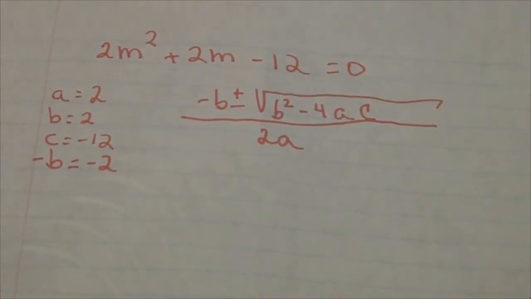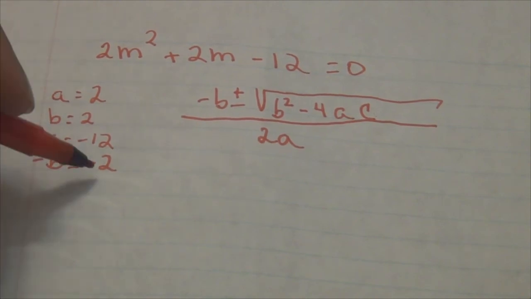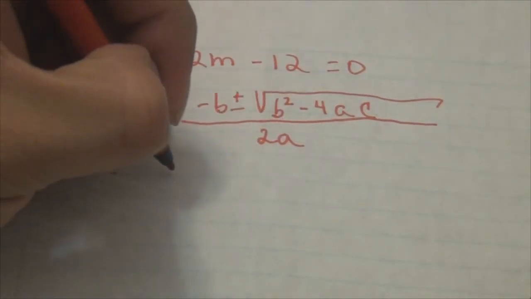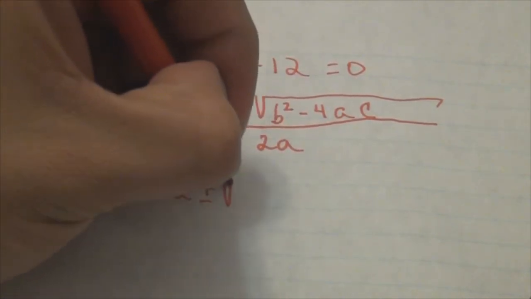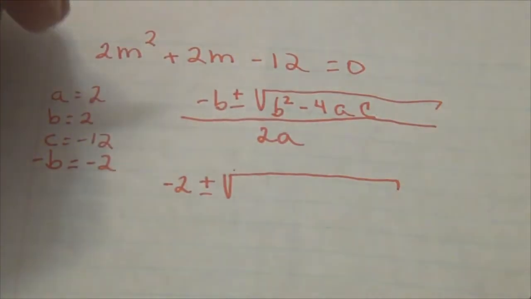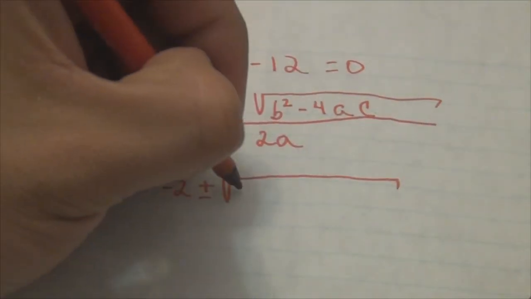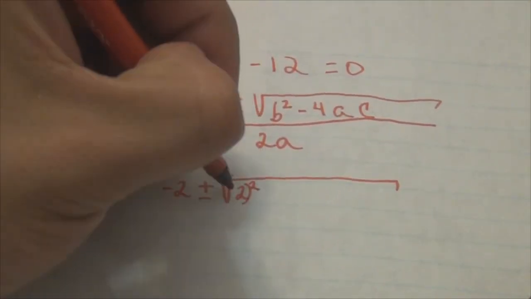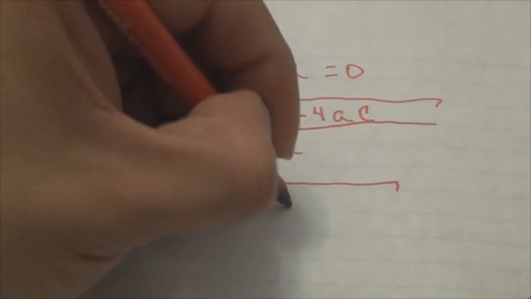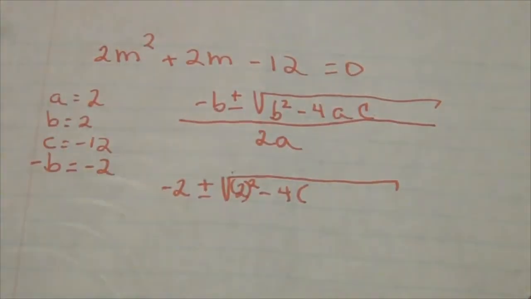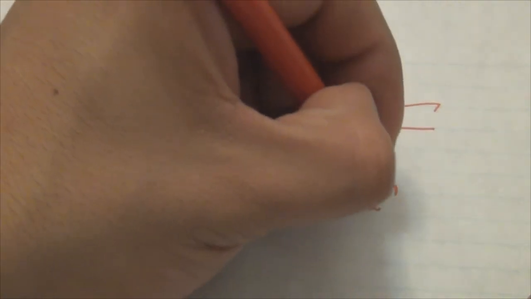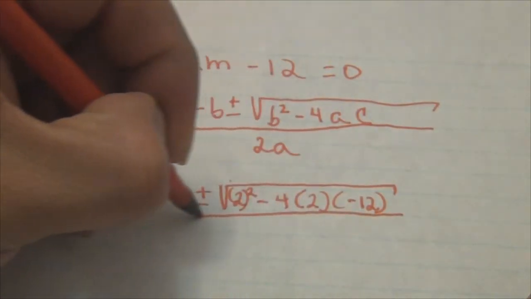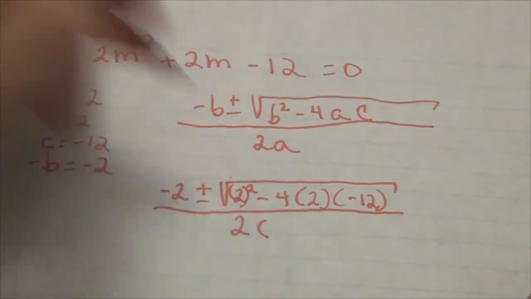Okay, let's start. Negative B, negative 2. So that will be negative 2 plus or minus the square root of B squared. So that's 2 squared minus 4 times A, which is 2, times C, which is negative 12. And everything over 2 times A. What is A? 2.